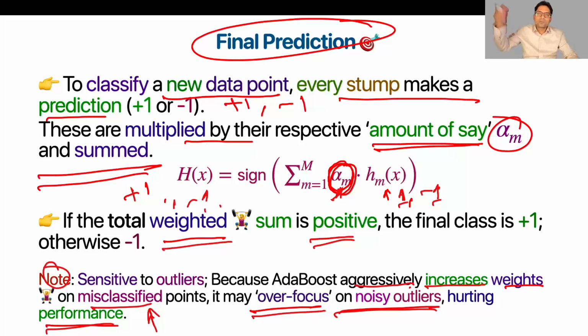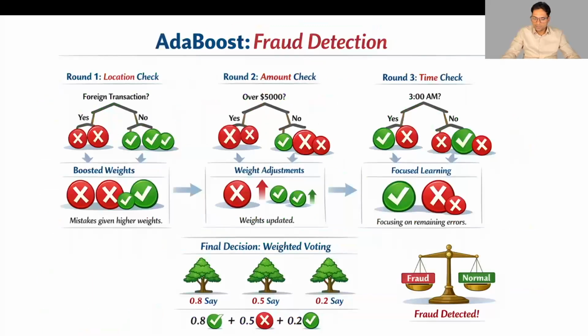So the more iterations you do, the more it will keep on increasing the weight by e to the power alpha m and try to fit that. So that hyperparameter tuning we have to do. Okay, let's see it in the infographic.